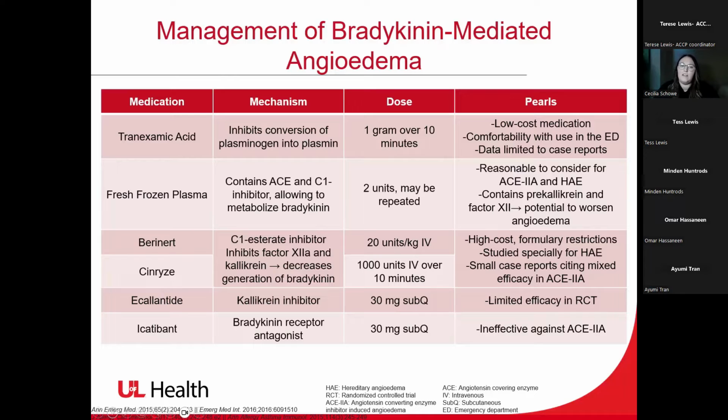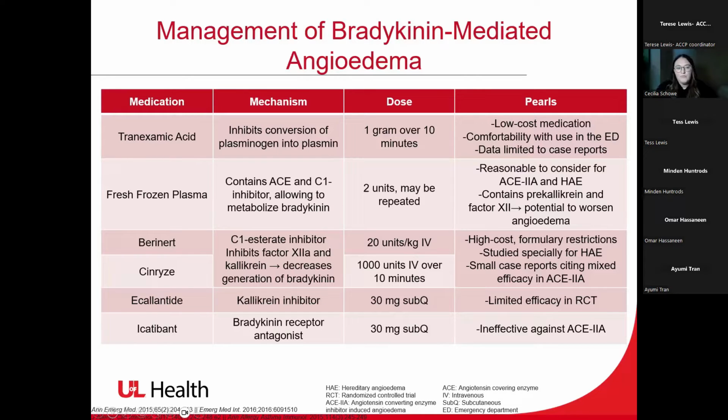Fresh frozen plasma is also an option. This does contain ACE inhibitor and our C1 esterase inhibitor, which allows for more metabolism of that bradykinin to potentially reduce any of our edema. So it's still reasonable to consider this for both ACE inhibitor-induced and hereditary angioedema. There's one caveat for this. It does contain prekallikrein and factor 12. So there is that potential to worsen angioedema because you're then supplying those factors that propagate that feedback loop.